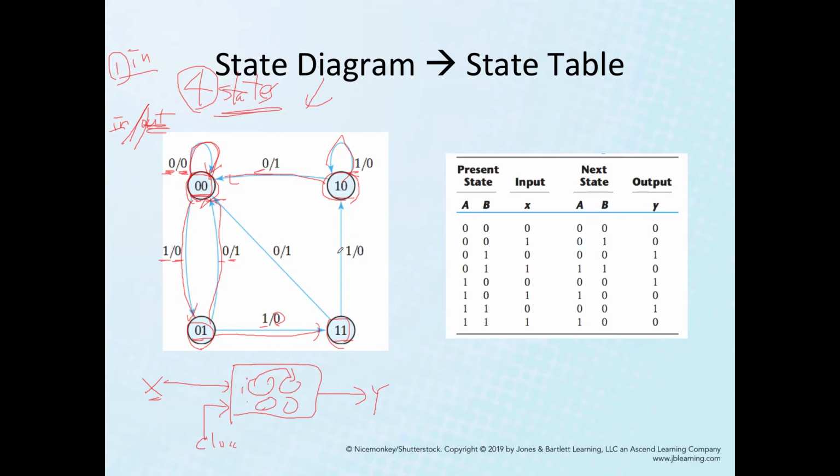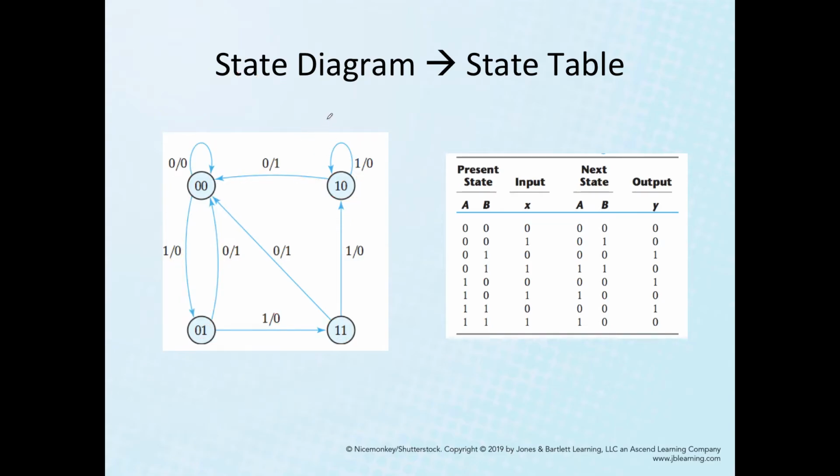And then incoming arrows, we don't know how many would come, because they could come from other states. But outgoing arrows, you should have only two, because you have only one input. With the one input, you have only two possible choices, 0 and 1. So that is a state diagram.